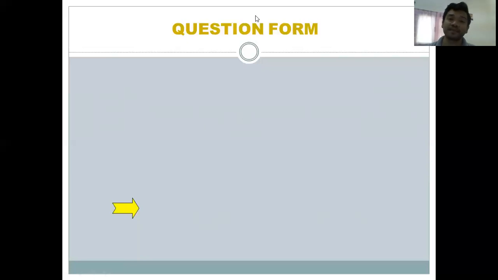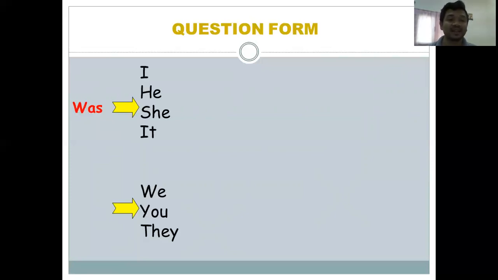Now, in question form. This time, let's proceed to question form. How can we make a question using simple past tense? First, there are actually three ways of formulating questions in simple past tense. First form is by the use of the be verbs was and were. Now, first, let's talk about was. So we have the be verb was, and then the subject.